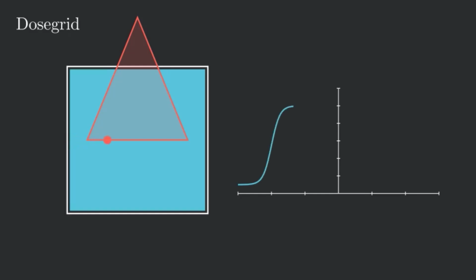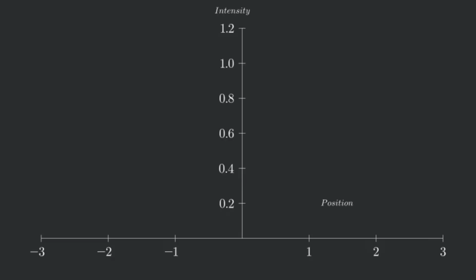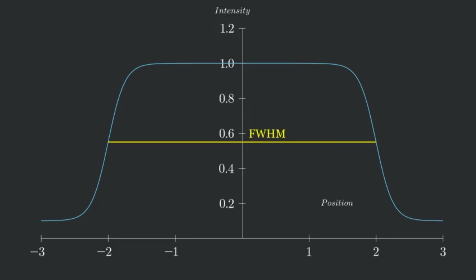Here we have an idealized water tank and a detector moving across a radiation beam. And we can see, generally, there's a flat region, and then we have penumbra. Let's take a closer look. Here, we have a radiation beam profile.